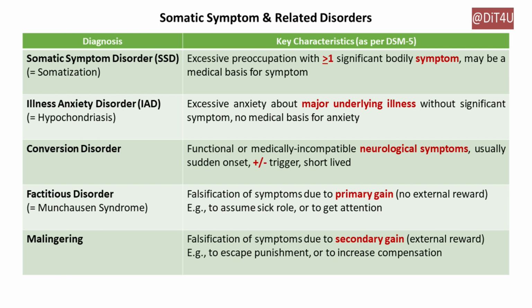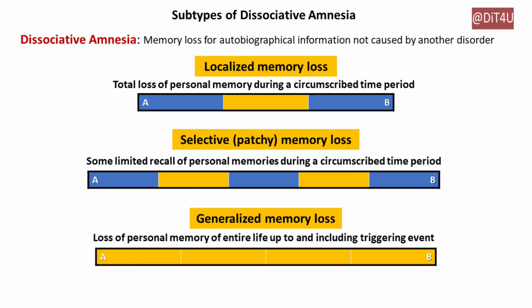Factitious disorder can be imposed upon a dependent minor, such as a parent upon a child, in which case it is known as factitious disorder by proxy. And of course, malingering by proxy can also happen. Moving on to dissociative amnesia: amnesia for which there is no organic basis. Memory loss for autobiographical information is not caused by any other condition, not brain injury, not some medical condition like encephalitis or meningitis, and not dementia either. So it is not due to any other cause.